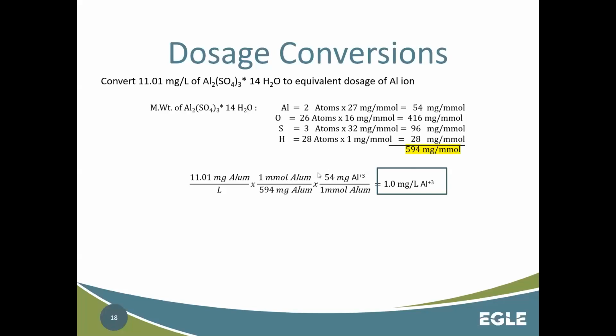And we know now that there are 54 milligrams of aluminum ion in every millimole of alum. So we go 11.1 milligrams divided by 594 milligrams times 54 milligrams, which brings us to our final dosage of 1 milligram per liter aluminum ion. And they don't show it on this slide, but you can see how our units would cancel each other out. We get rid of milligrams of alum, milligrams of alum. We get rid of millimoles of alum, millimoles of alum, and we'd be left in milligrams per liter.